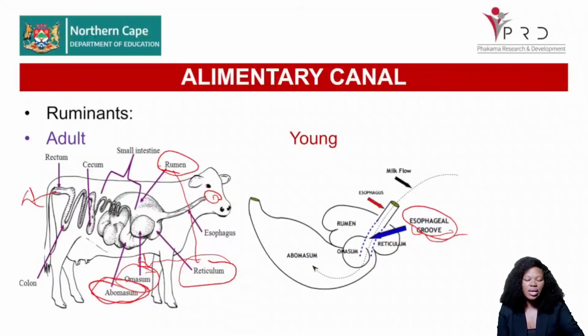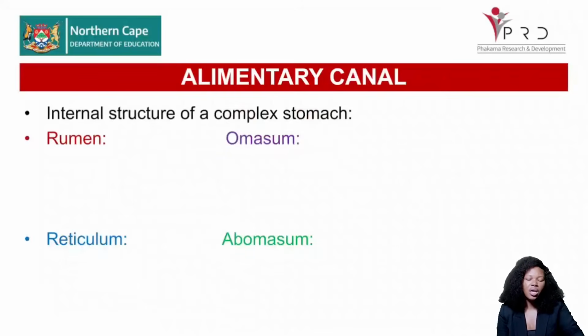So the difference between these two ruminants is that, number one, young ruminants have the esophageal groove, an immature esophagus that transports the milk, and a complex stomach that does not have well-developed compartments. The first three compartments are underdeveloped, while the only compartment that is fully developed is the abomasum. While in the adult ruminant, all compartments are functioning, all compartments are working. So these are the digestive systems of a young as well as an adult ruminant.